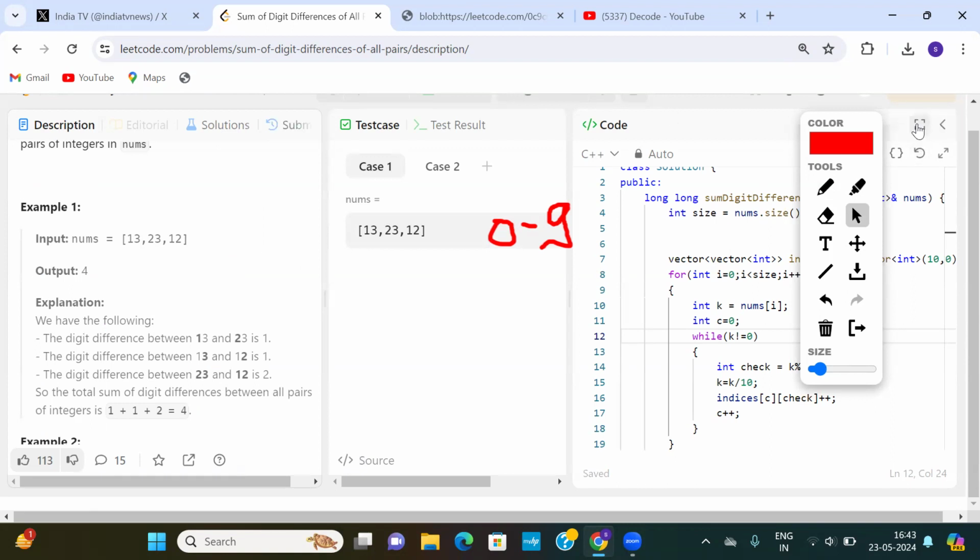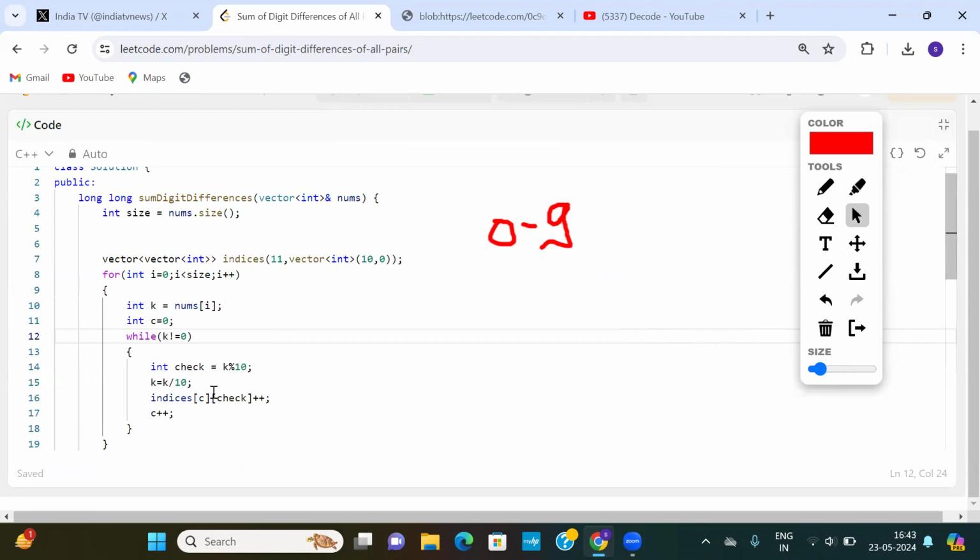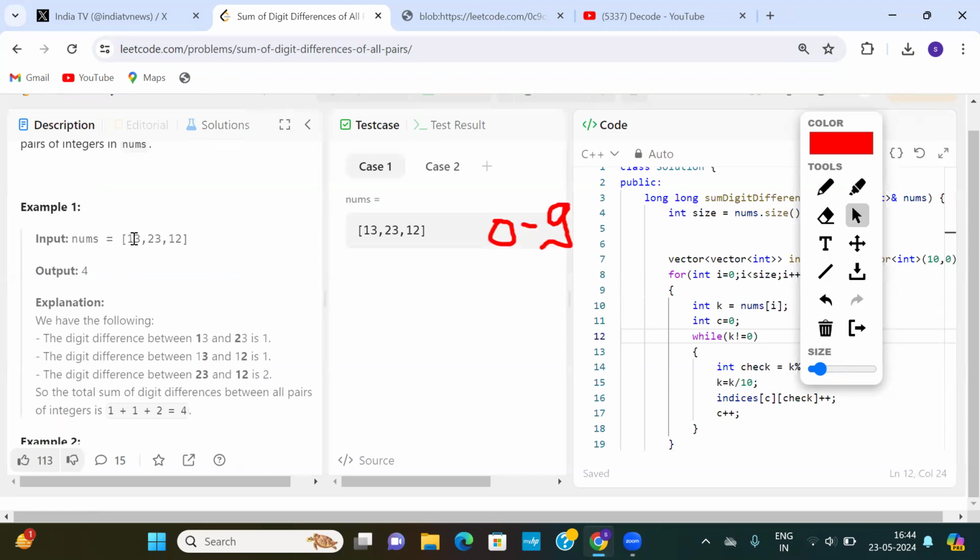So what will happen here? The indices at the index of C, that is 0, because 3 is at the index of check, that is 3, will get incremented. Then we are incrementing the value of C also. Why are we incrementing the value of C? Because now our check will become 1. Now k is 1, so 1 mod 10 becomes 1. So 1 is the first digit of the number, because we are calculating from the right hand side now. So 3 is the 0th digit and 1 is the first digit of the number.